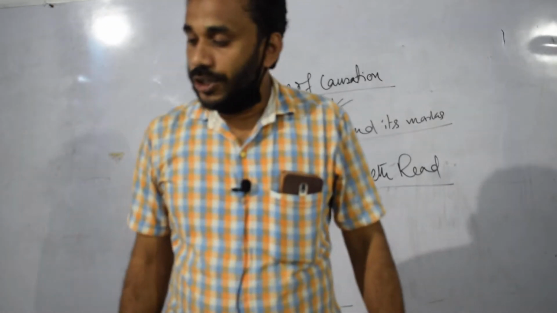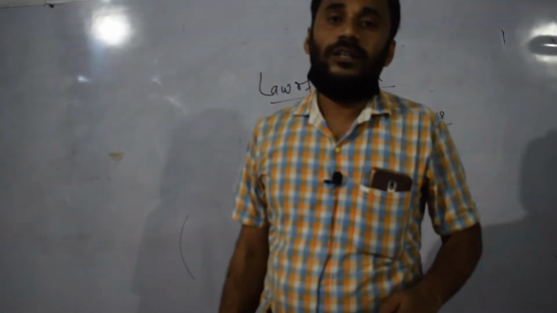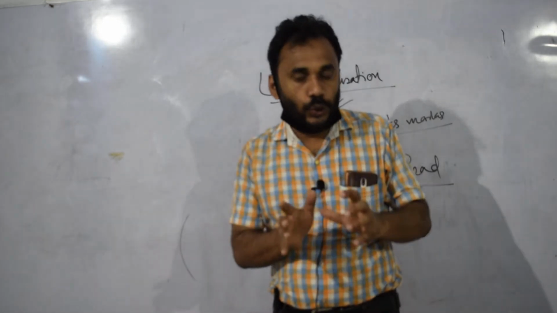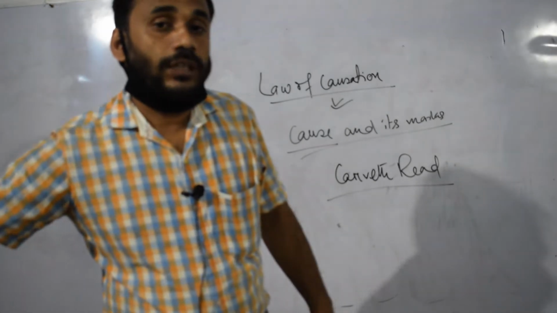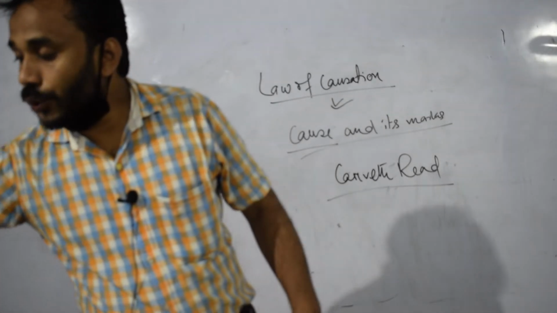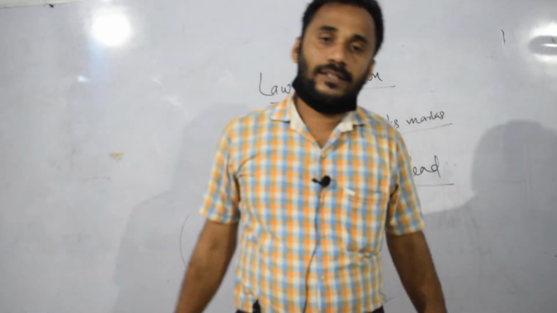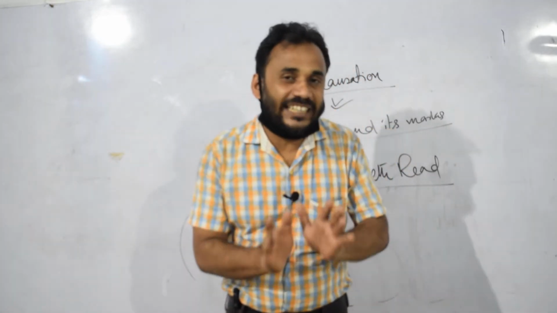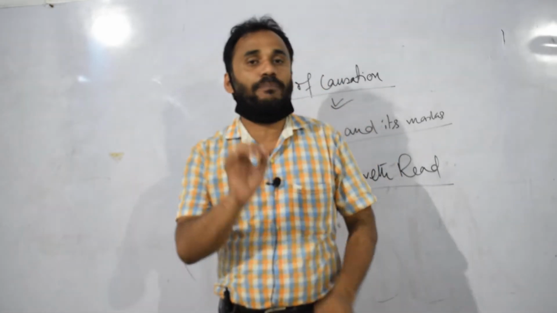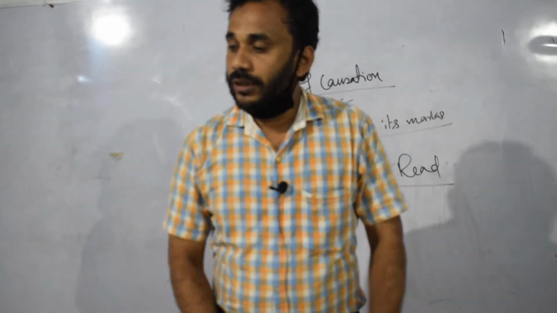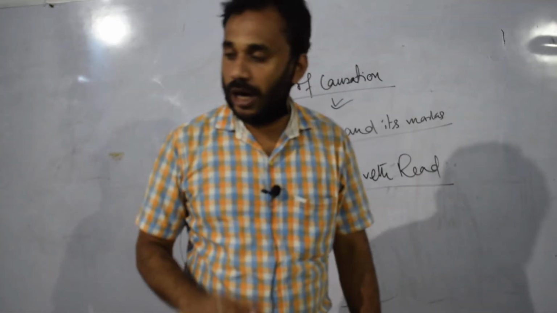So according to this definition of cause, we find two types of characteristics: one is qualitative characteristics or qualitative marks, and another is quantitative characteristics or quantitative marks. So first, what are the qualitative marks of cause?